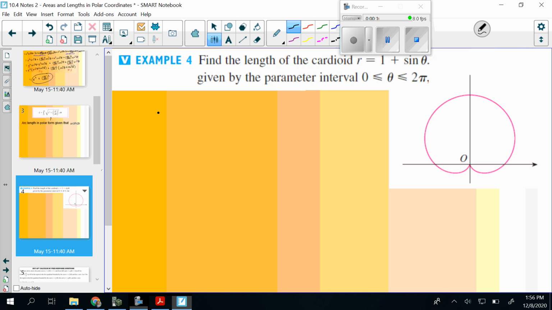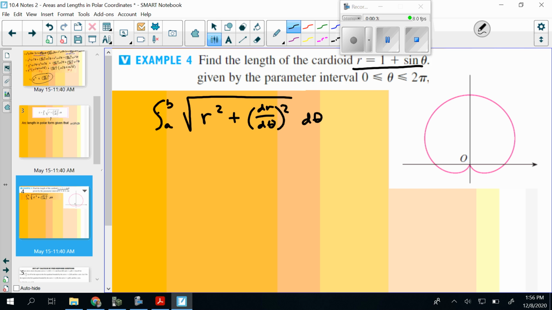Your length is going to be the integral from a to b of the square root of r squared plus dr d theta squared, integrating about our angle here. So we know our r equation right here. What is dr d theta? We can do that quick.